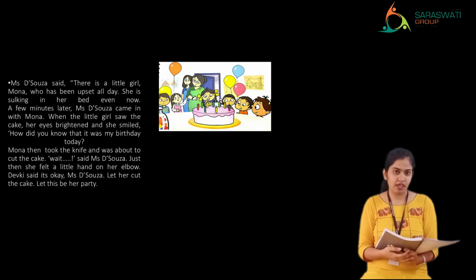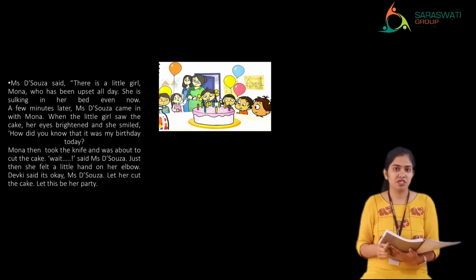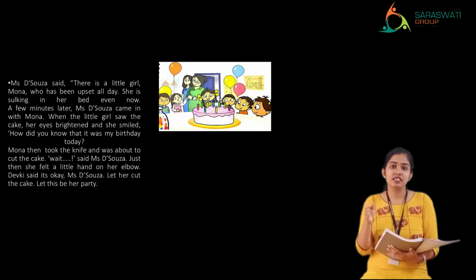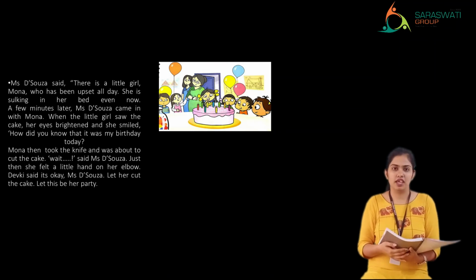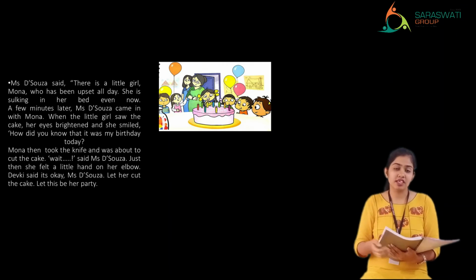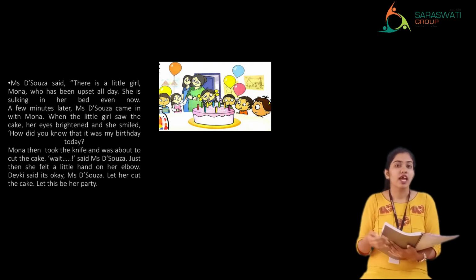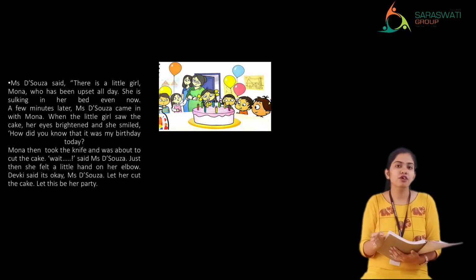So, what is happening? As and when Devki was going to cut the cake, Miss D'Souza said that there is a little girl whose name is Mona and she is very much upset all day. Why is she upset? We'll see further. But she is sulking in her bed. As I said, sulking means she is very angry with everyone, because it was her birthday and nobody was celebrating it. So that's why she was very angry with everyone.